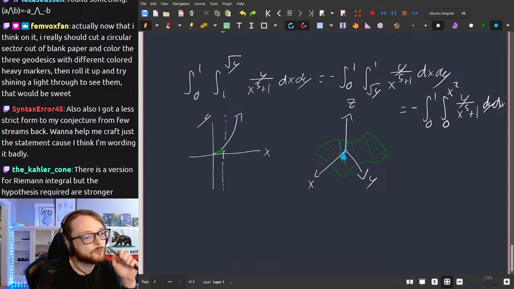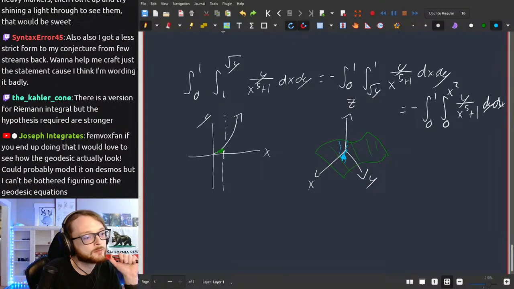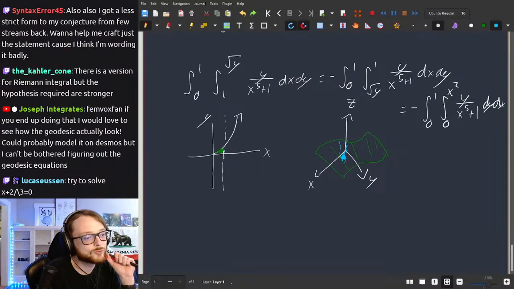A wedge B is equal to, ooh, that's interesting. We haven't talked about negative numbers in there, have we? Now that I think on it, I should really cut a circular sector out of blank paper, color 3 geodesics with colored heavy markers, and roll it up and try shining a light through to see them. Oh, that would be cool. So you got a less strict form of my conjecture from a few streams back. We can try. The version for the Riemann integral Laplace required is stronger.